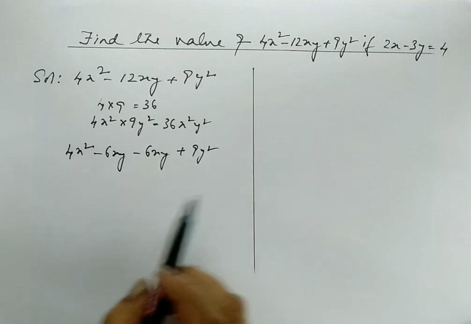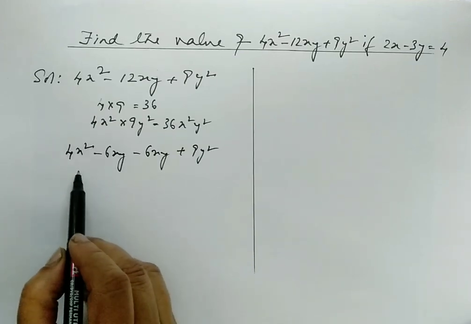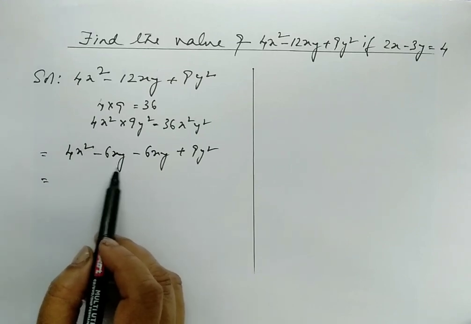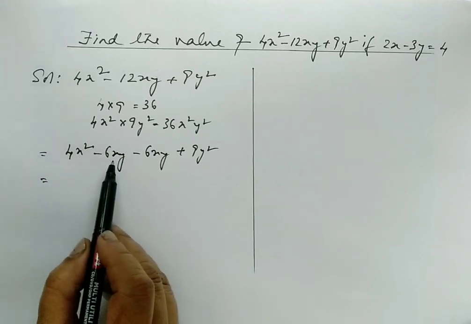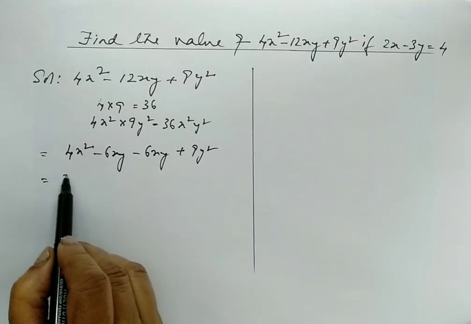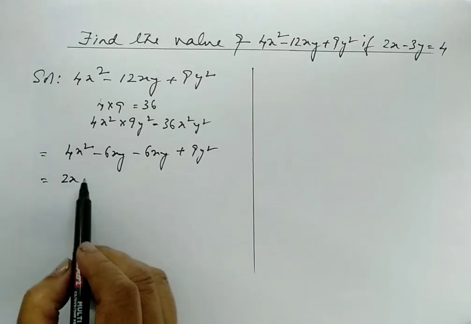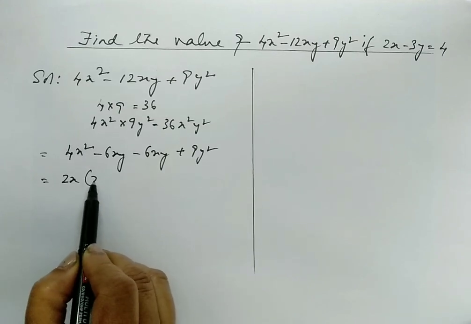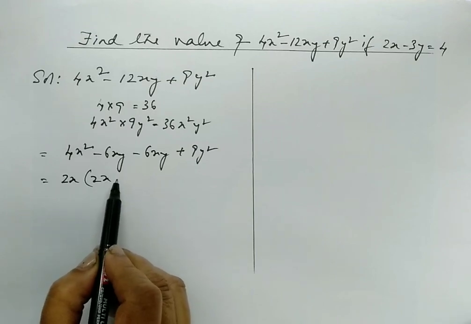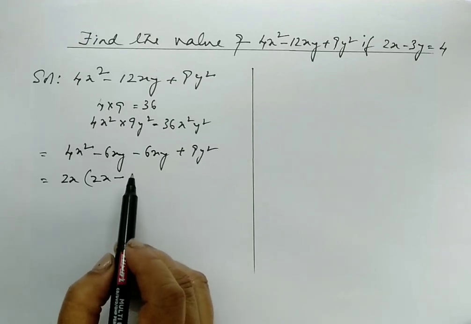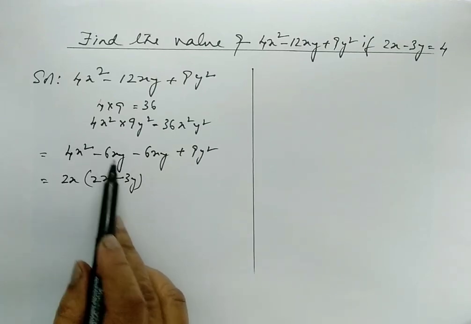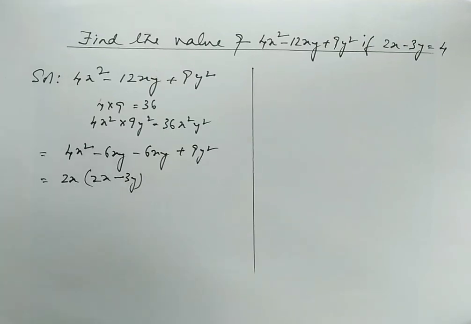Nothing rocket science. Now we need to take out the common factors in them. x is present here, x is present here also. 2 is here, 2 is here. So can we not write 2x as a common factor? Here we are left with 2x and 3y. Why? 2 into 3 is 6, x into y is xy.